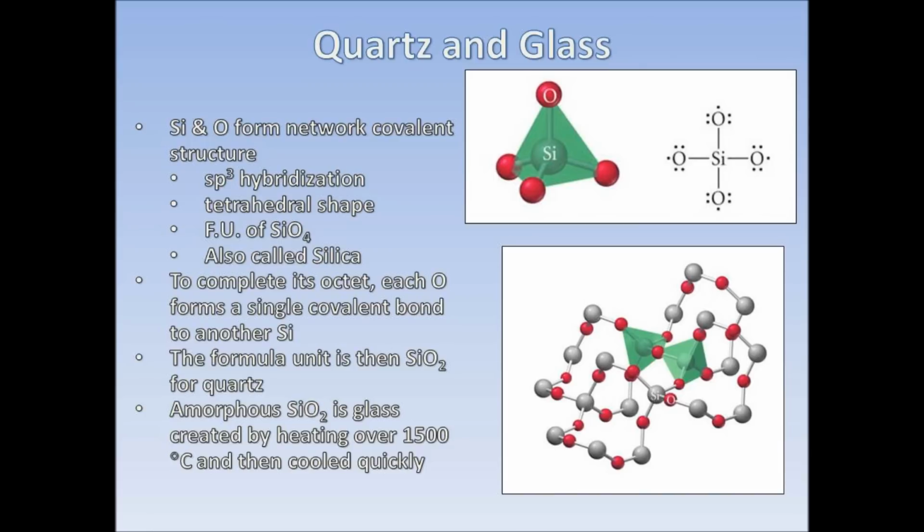Glass can be created by heating SiO2 over 1500 degrees Celsius and then cooling it quickly. The glass is an amorphous form of SiO2.